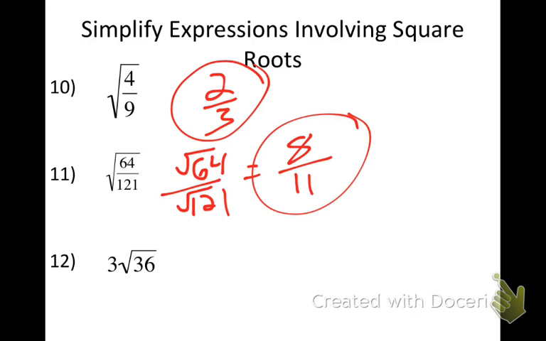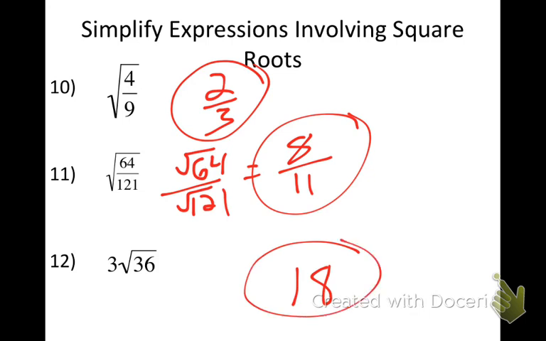Crump, what'd you get for 12? 3 square root 6. Just 6. Katie, what'd you get? Drew, what's the answer? 18. The answer's 18.